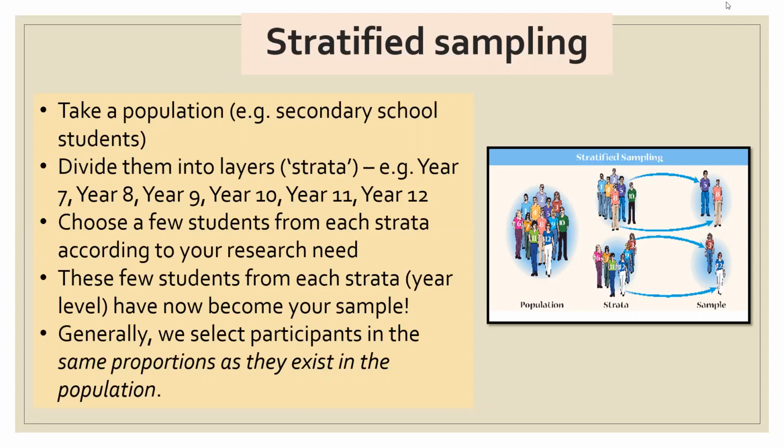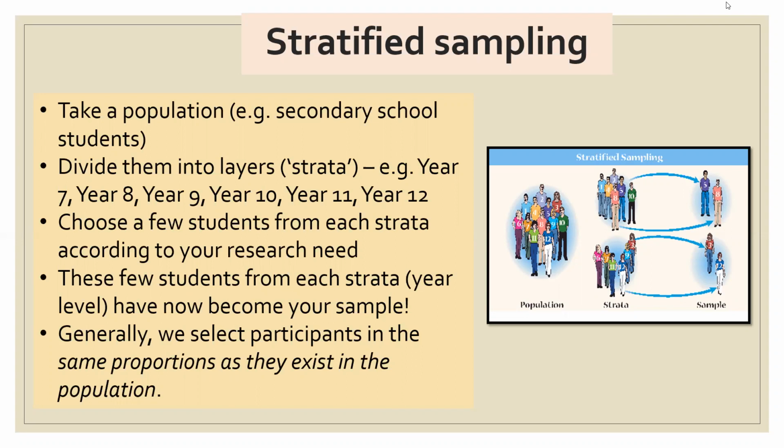So what I'm essentially doing here is that those 5 or 6 students, which I picked from each of those strata, from each of those year level groups, have now become my sample. So I might end up having about 35 people in my study, maybe 5 or 6 from each year level. Okay, so generally, that's what stratified sampling is: taking a population, dividing that population into different groups or strata or layers, and then choosing a few participants from each of those layers.